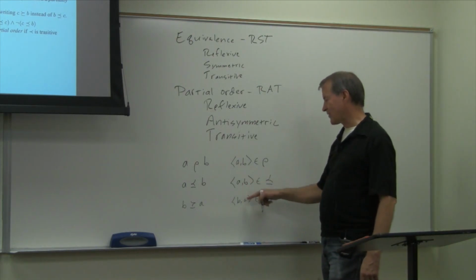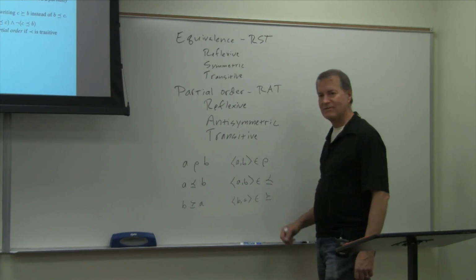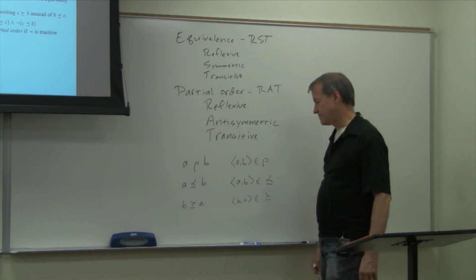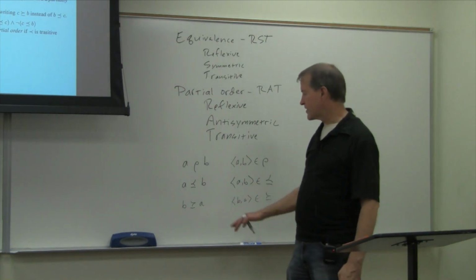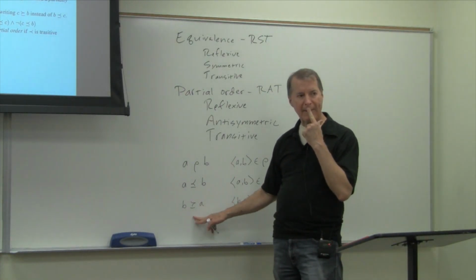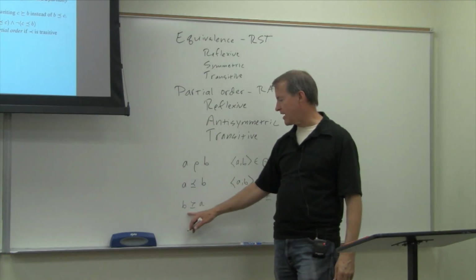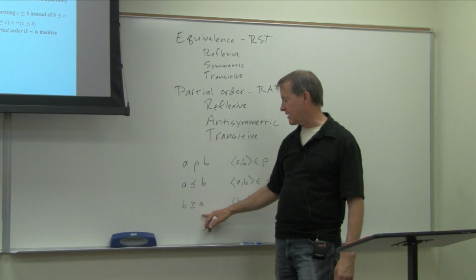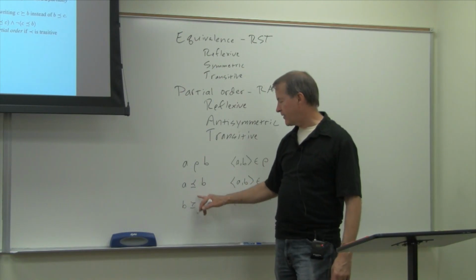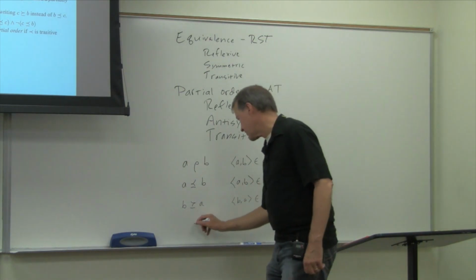But these are the same thing. This means the same as this. No, this is a definition. You can't prove it, because we're just claiming that A is related to B. See, these are definitions.